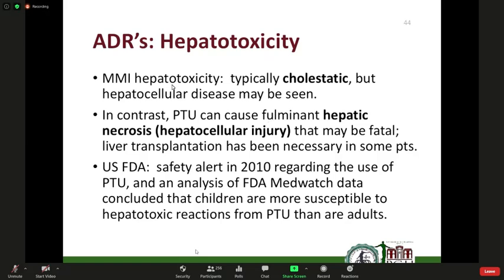If it's hepatocellular, that's probably PTU, cytotoxic. And if it's cholestatic, that's probably methimazole. And that's the reason why PTU has a black box warning. And also one of the reasons why methimazole is preferred, because of this risk for hepatic necrosis, which again is idiosyncratic, but tends to occur at higher doses.